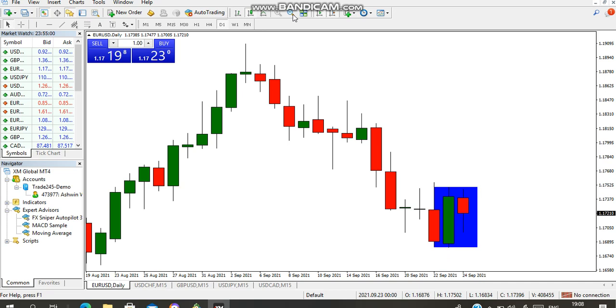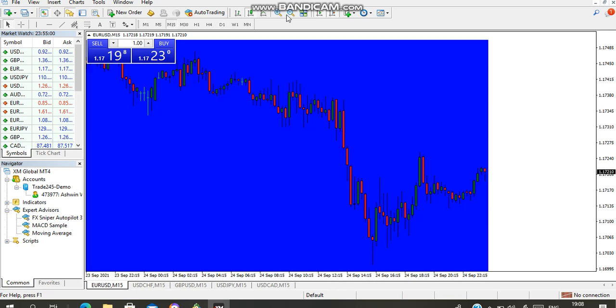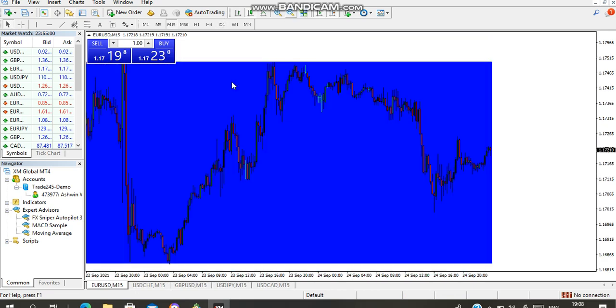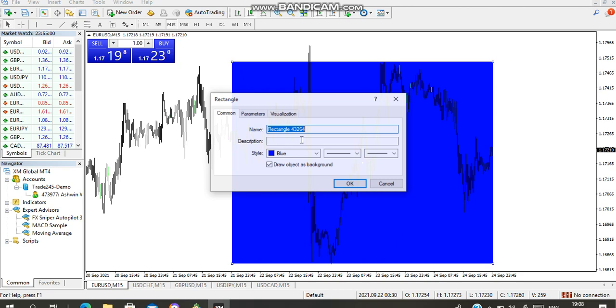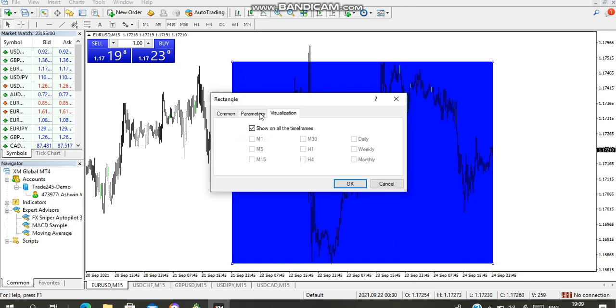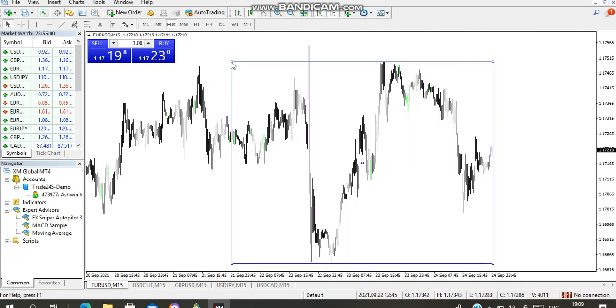Once I'm done with that, the next thing I do is zoom in on my chart and go to my 15-minute time frame. On the 15-minute time frame, I'm looking for levels. Now let me change the color of the rectangle and make it clear. I'm not going to fill it in. There we go.